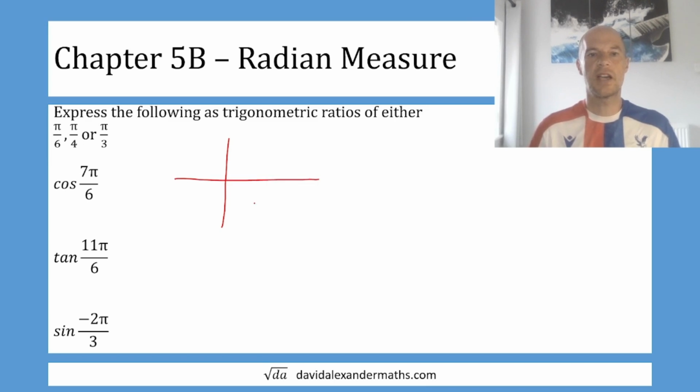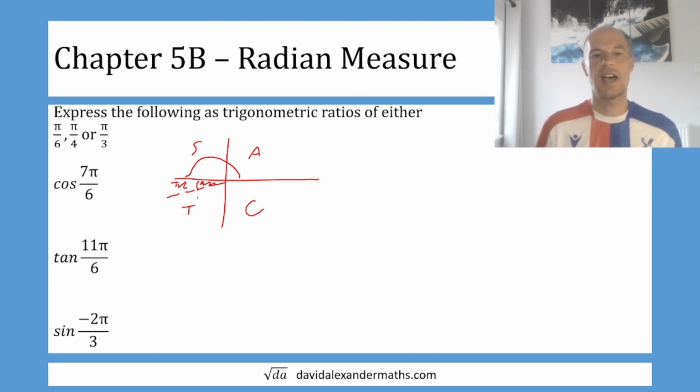So 7 pi over 6, CAST. Okay, so to here is pi. So for 7 pi over 6, that would create this angle here, which is an angle of pi over 6. So there's a full pi plus another pi over 6 giving me the 7 pi over 6. This is the angle we're interested in, and it's in the quadrant where we have T. Tan is positive, so cos is negative. So this is the same as negative cos of pi over 6.